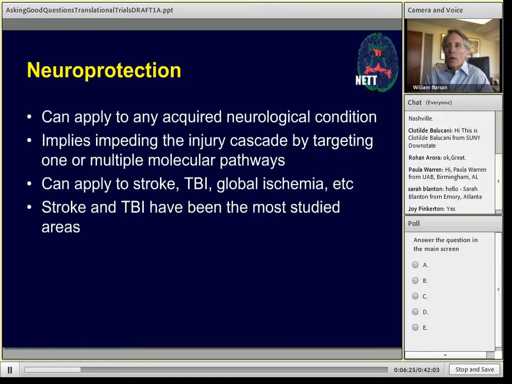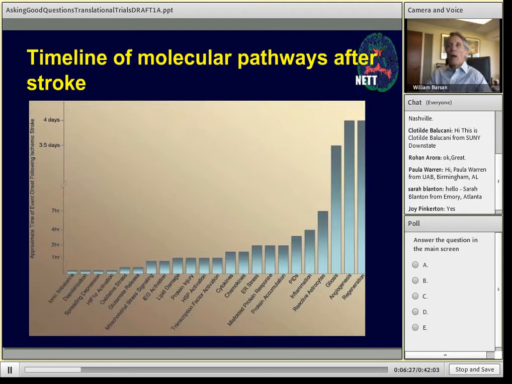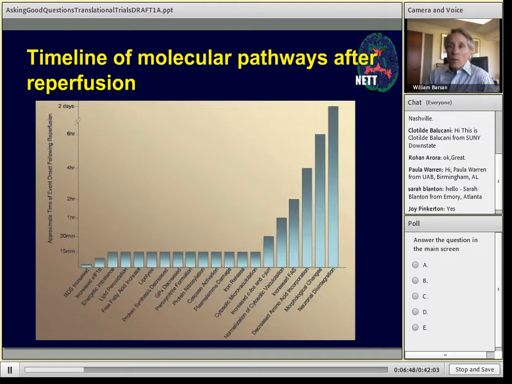So neuroprotection, which I'm going to use as an example, can really apply to any acquired neurological condition. And we all know that there's an injury cascade that's started by either ischemia or trauma or whatever, and the idea is to try to impede the injury cascade by targeting one or multiple pathways. It can apply to a lot of diseases: stroke, TBI, global ischemia, and among these I'm going to use stroke and TBI most because they've been the most studied areas.